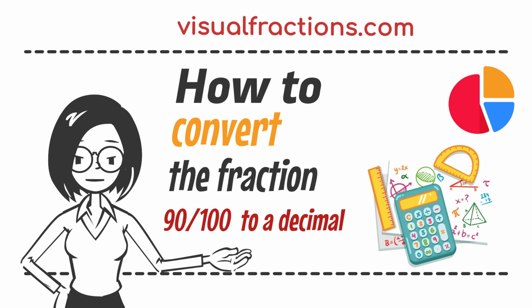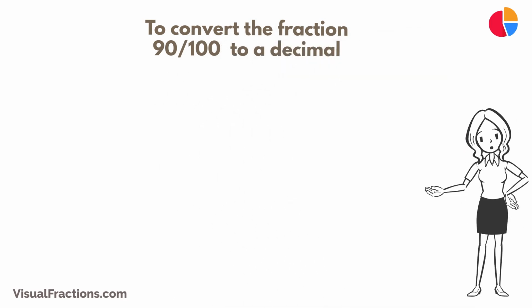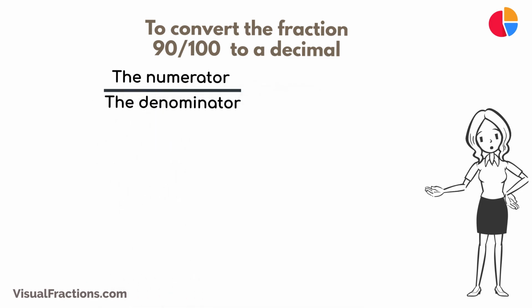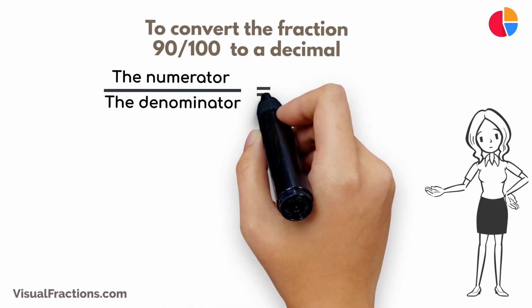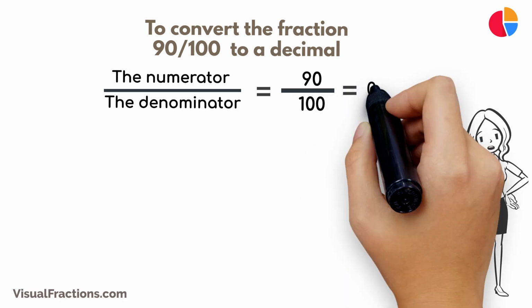Today, we're going to explore how to convert the fraction 90/100ths to a decimal. To convert the fraction 90/100ths to a decimal, all we need to do is divide the numerator, the top number, by the denominator, the bottom number. So, we simply divide 90 by 100. The answer we get is 0.9.